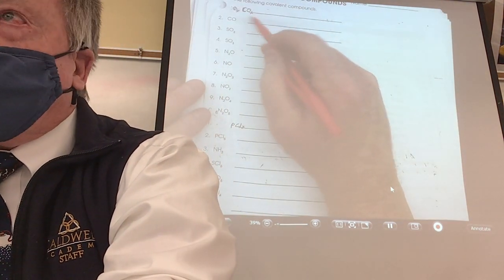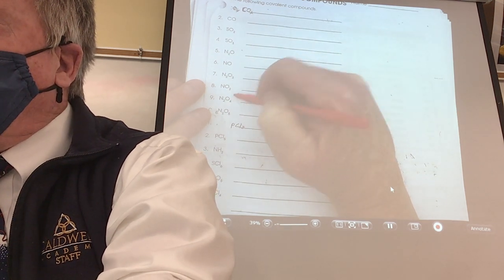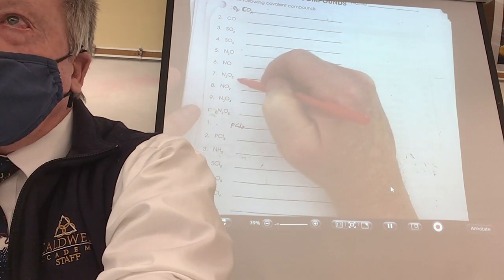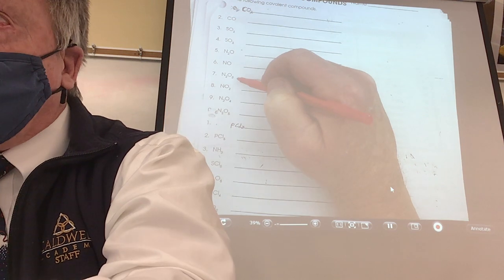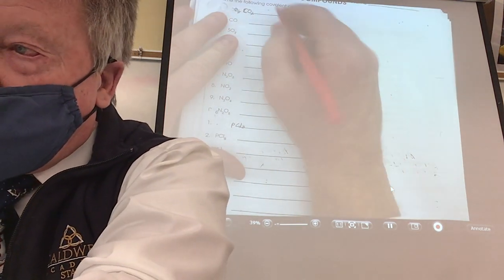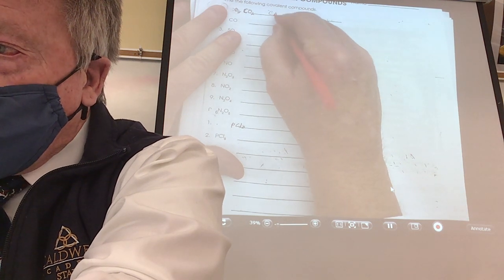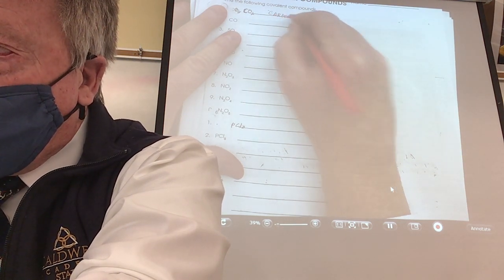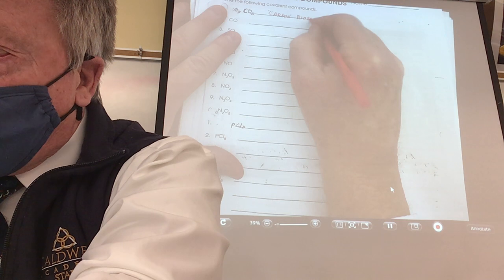All of these are 2 nonmetals? Is that correct? Are all these 2 nonmetals? Then it will end in IDE, and you will look at the subscripts. All right, Hayden, give me the first one. Carbon dioxide. Yes, carbon dioxide.